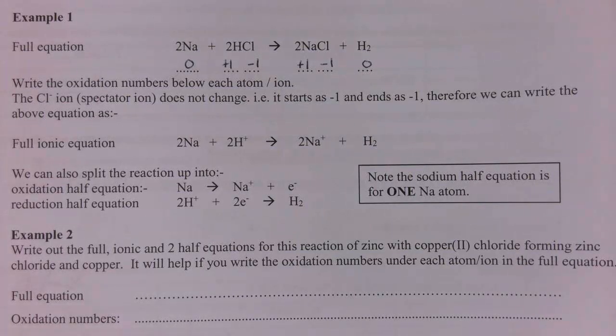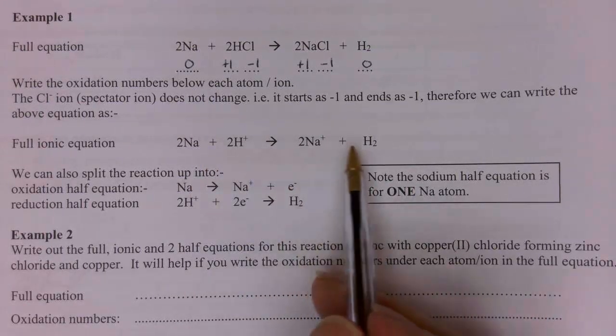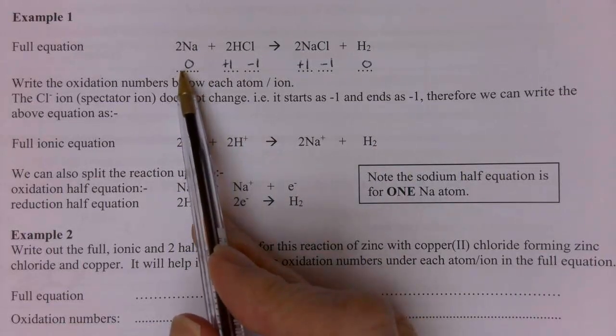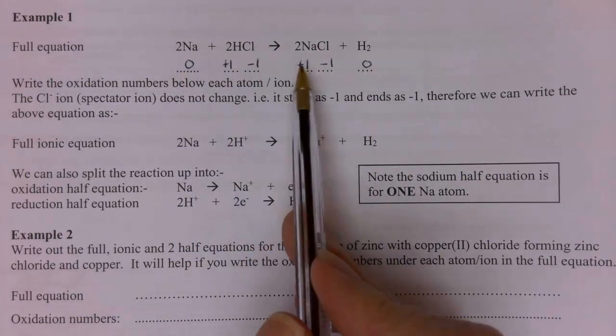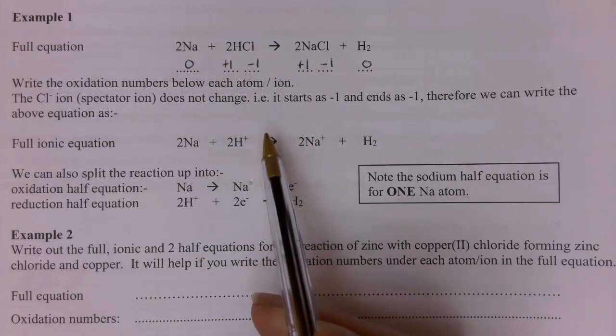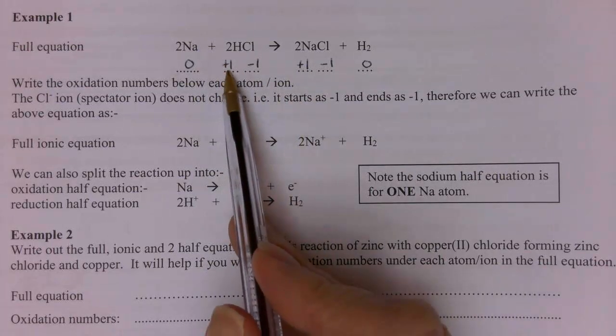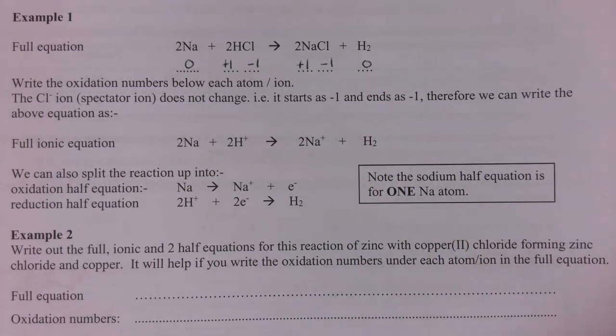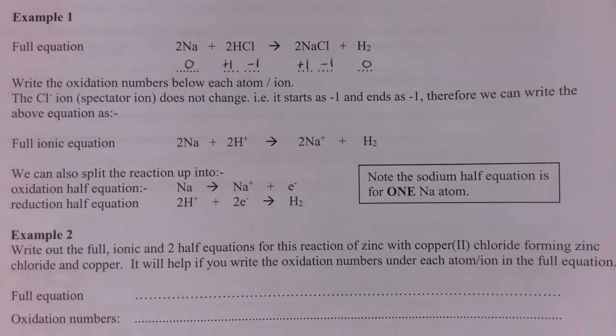I can rewrite this equation removing the spectator ions, which in this case is the chloride ions, and I get this reaction. I can now split this into the oxidation and the reduction half equations. Well, I know that the sodium is being oxidized because it's going from 0 to +1, and I know the hydrogen is being reduced because it's going from +1 to 0. So I can write my 2 half equations.